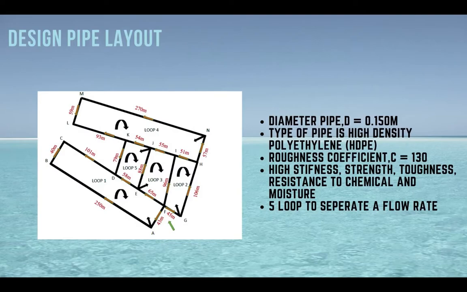So in my knowledge, the roughness is C130 for HDPE, and we need to know the number of loops we use in the design. My design uses 5 loops. So this is my design. Next, we go to the next slide.